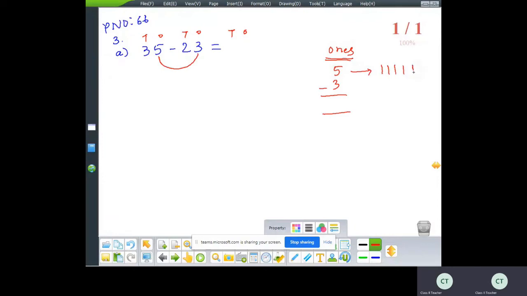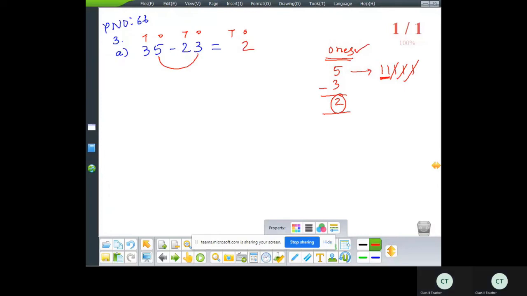1, 2, 3, 4, 5. From 5 lines, we remove or cut 3 lines. 1, 2, 3. We cut 3 lines from 5 lines. After that there are 2 lines. 5 minus 3 is equal to 2. This is also written in the 1's place.